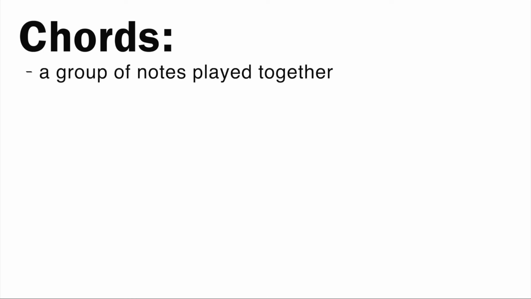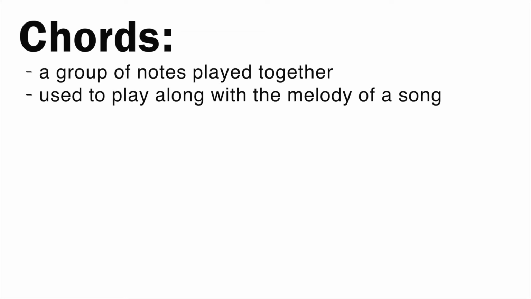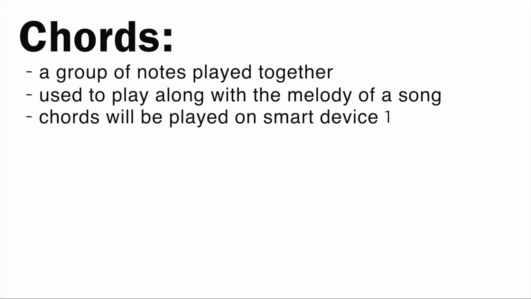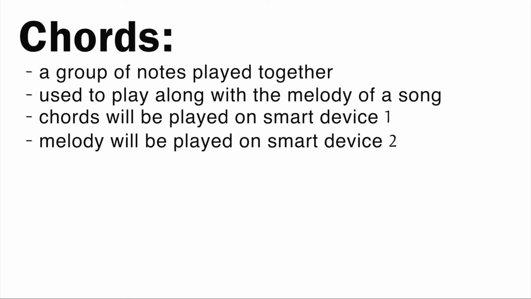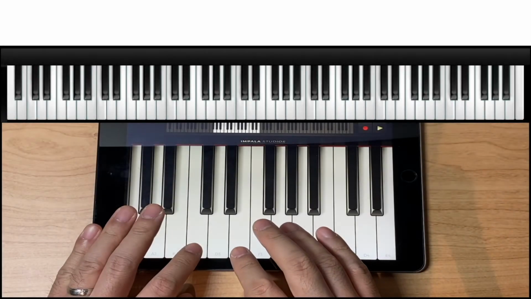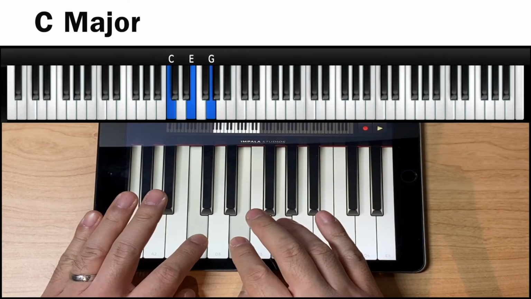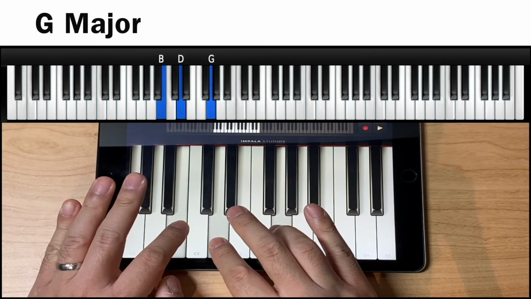Okay, first we'll be talking about chords. A chord is a group of notes which are played together. Chords are used to play along with the melody of a song. Chords will be played on iPad 1 and melody on iPad 2. In this song, we have two different parts, part A and part B, and each part has three different chords in it. In part A, we have the chords C, B flat, and G major.